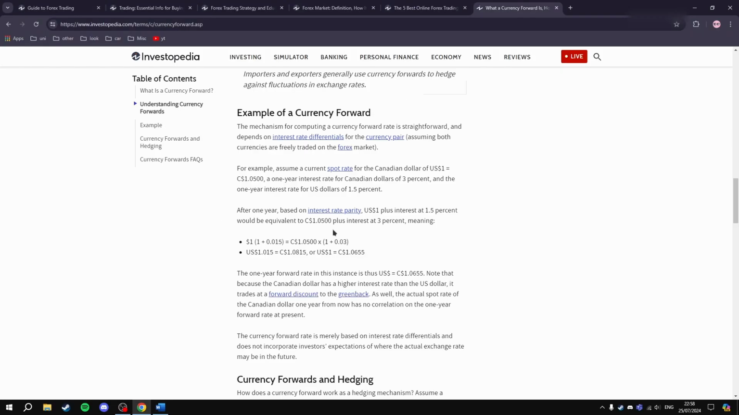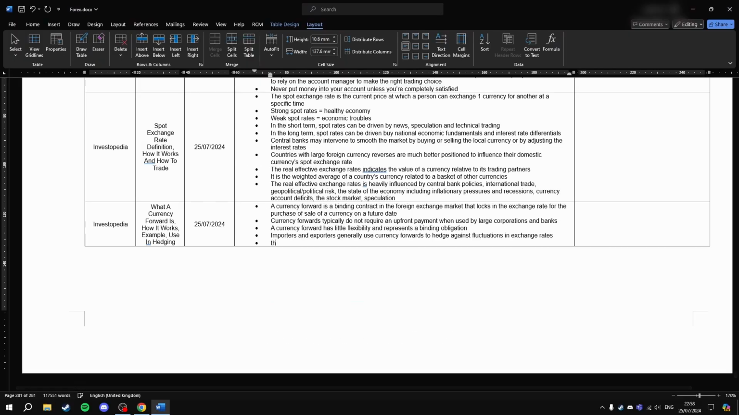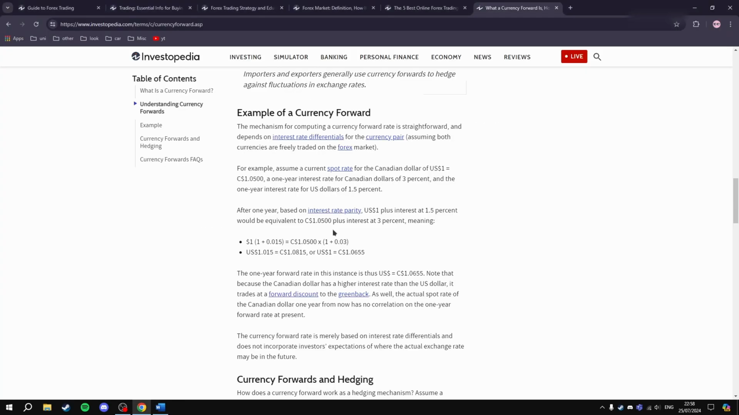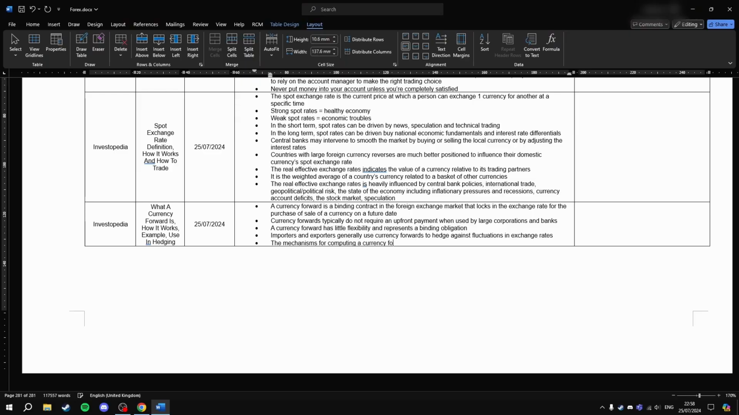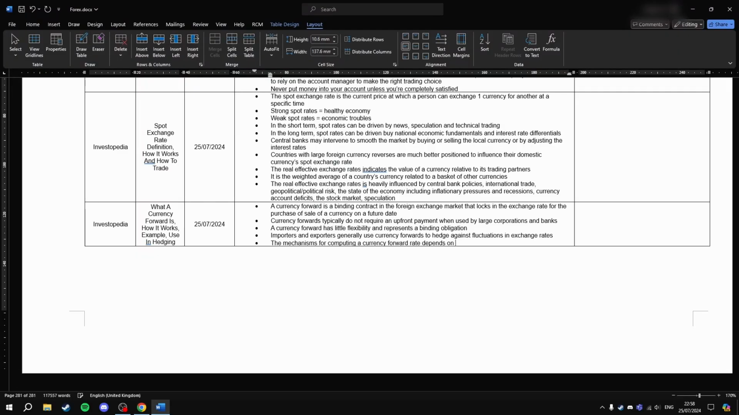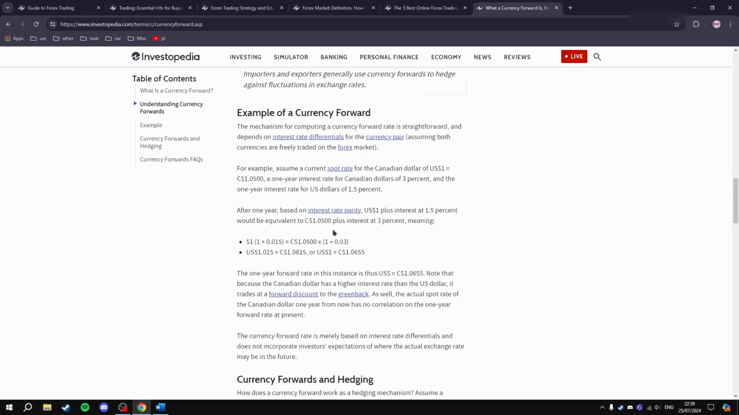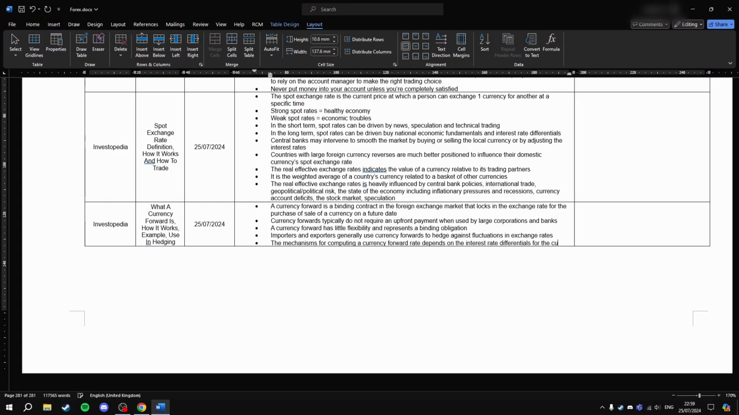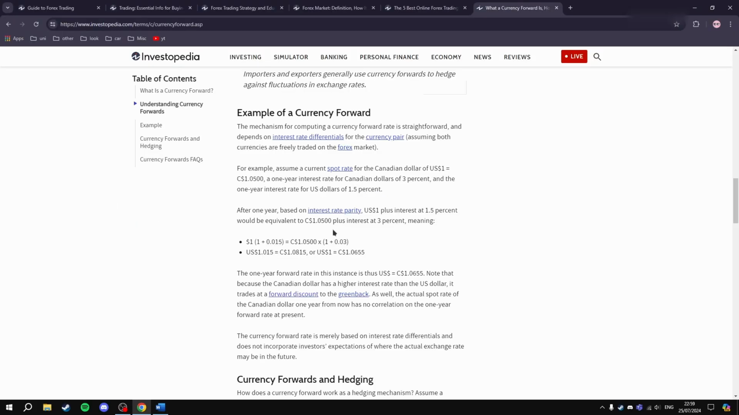Example of a currency forward. The mechanism for computing a currency forward rate is straightforward and depends on interest rate differentials for the currency pair, assuming both currencies are freely traded on the Forex markets.